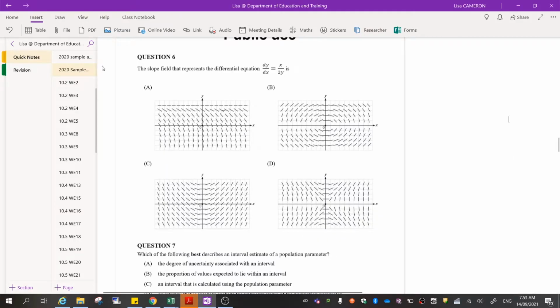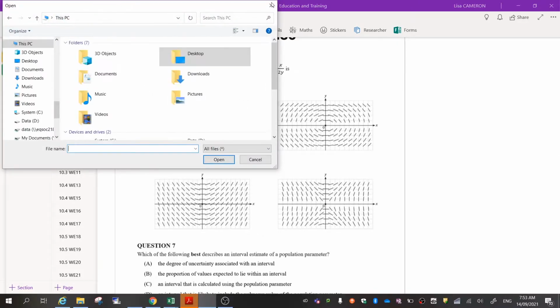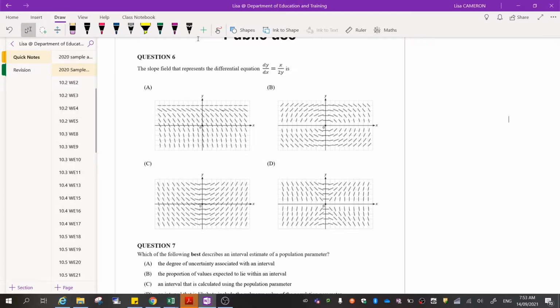Okay, so slope fields that represent the differential equation. What we're really going to look for first is some telltale signs. We can see here that when y is equal to 0, our function will be undefined.